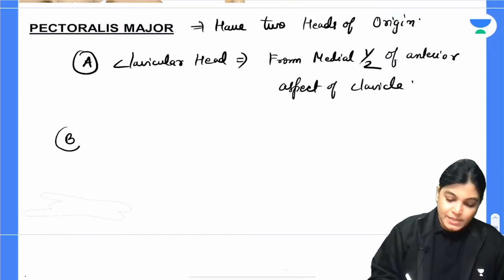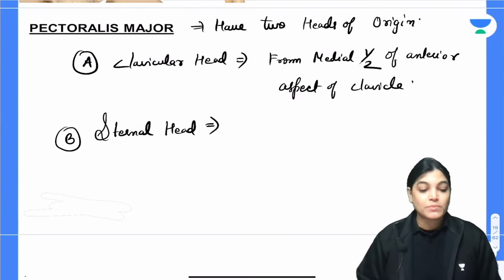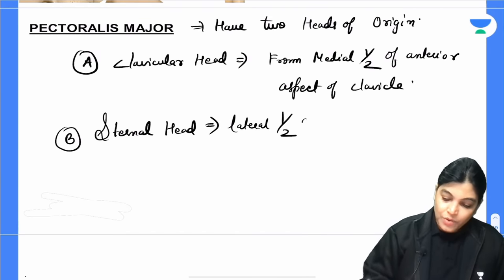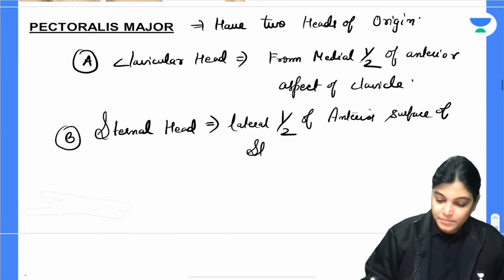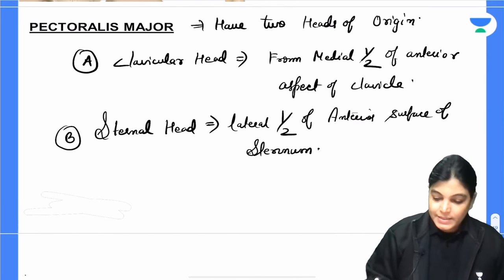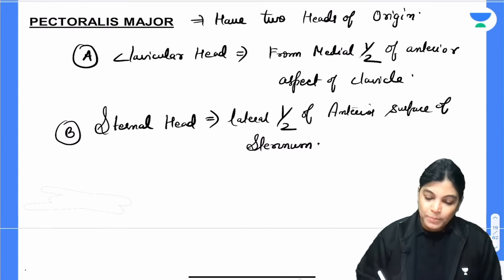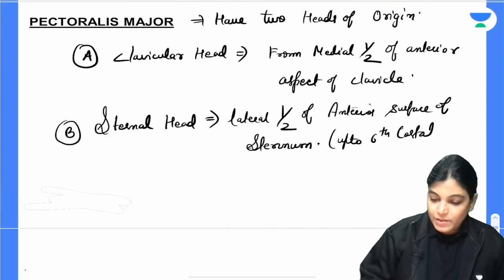Also, we have seen the second head, that is the sternal head. The sternal head of pectoralis major muscle originates from the lateral half of the anterior surface of the sternum, up to the level of the sixth costal cartilage attachment.